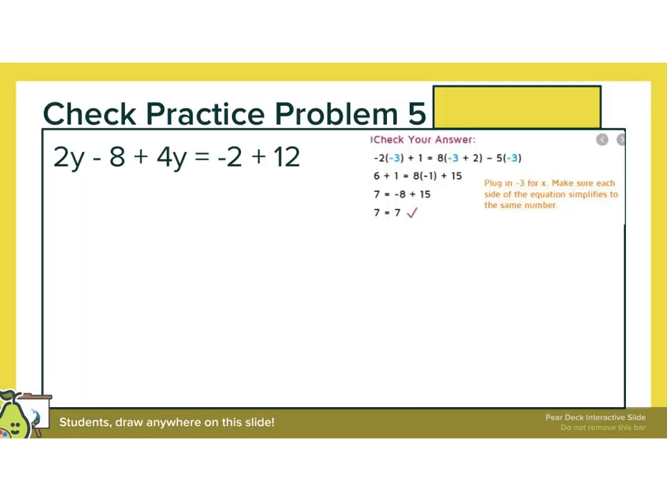All right, now let's check it. We got, I think it was 3. I keep forgetting to check. So you have to set it up yourself. All these y's you're going to replace with a 3.